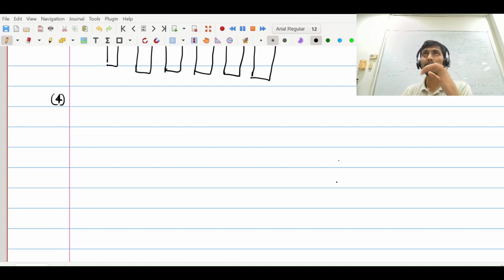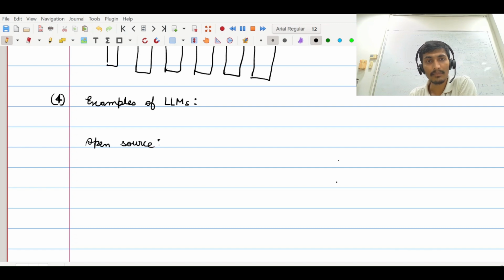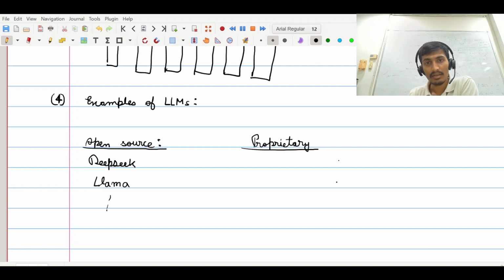So we learned something about the LLMs. What are some examples of the LLMs? Examples of LLMs. There are some open source models. Open source means that one can download them and make use of that. So there is DeepSeek, Llama, and some are proprietary. I hope that I'm getting this spelling right. Like OpenAI, ChatGPT.